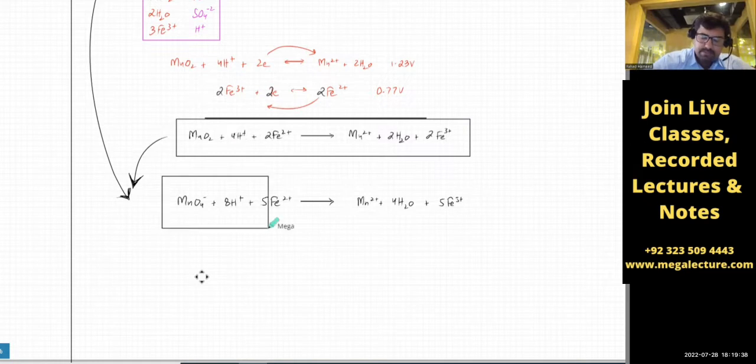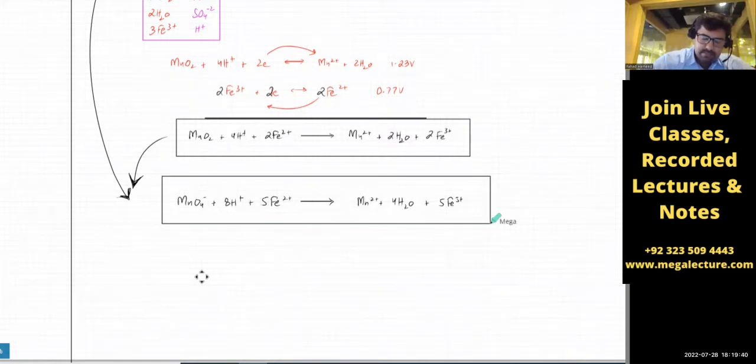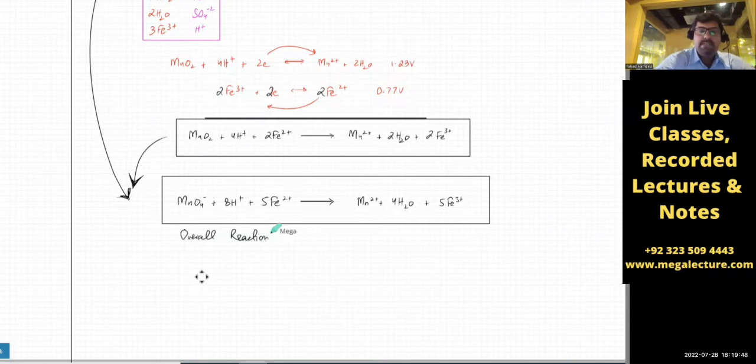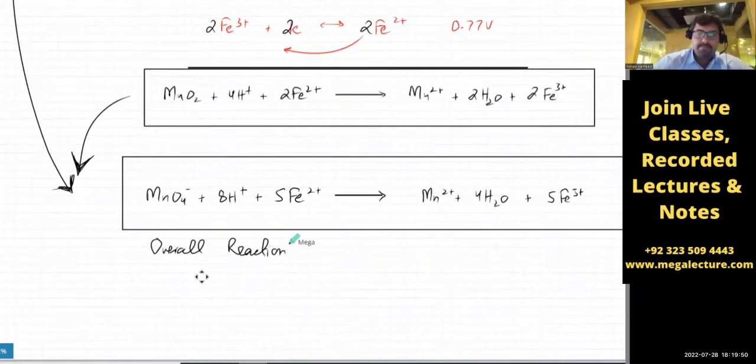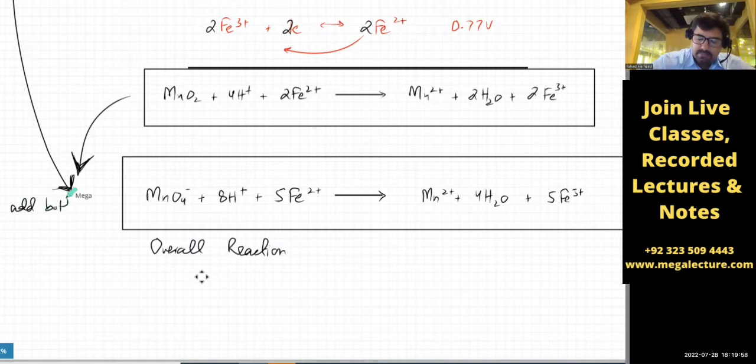That's the overall reaction, which happened in 2 steps. So what I did was add the 2 reactions. Okay, is that clear? Are you clear?